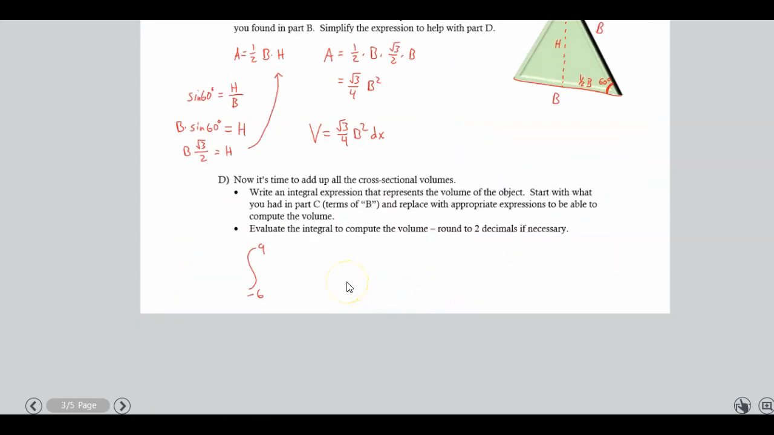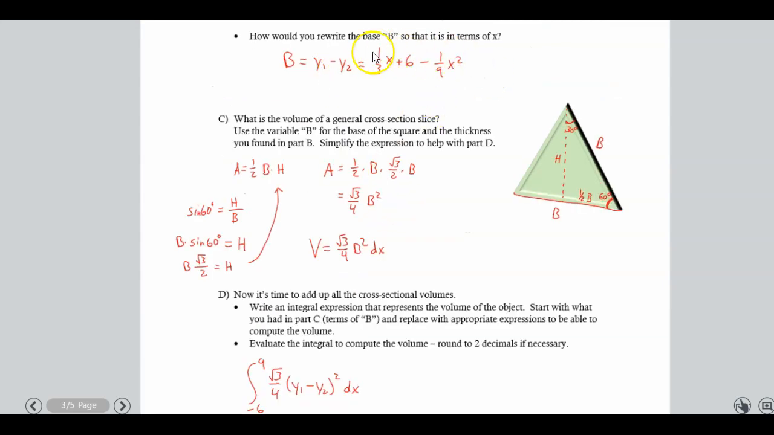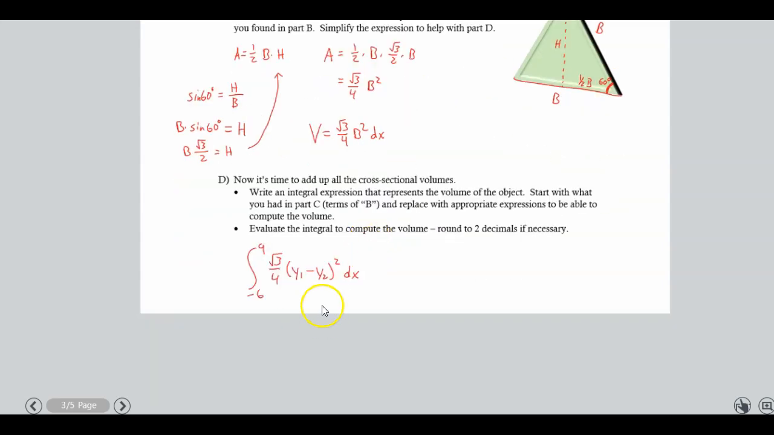And then we'll do this volume of that triangle. So square root of 3 over 4 times b squared, and I'm just going to replace that b with y1 minus y2 squared, and then dx. And again, I can replace those y1, y2s just like I had up here. If you want to put those in and do it by hand, you can, but I'm just going to evaluate that over on Desmos.